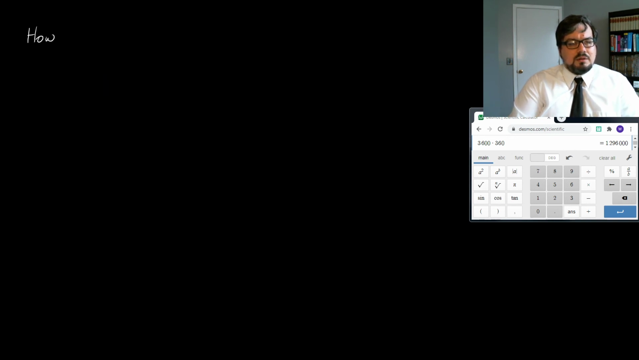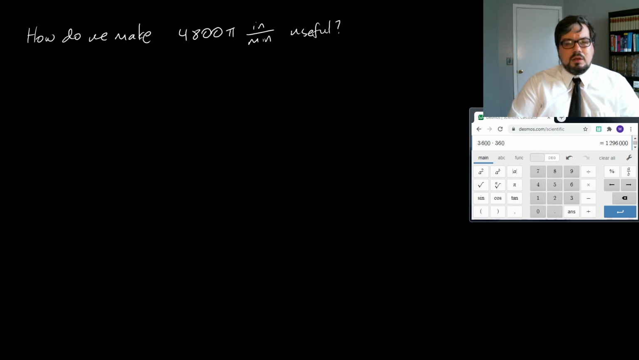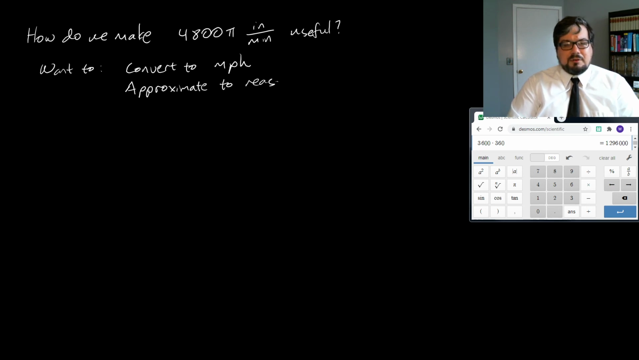So how do we make 4,800 pi inches per minute useful? Remember that there are two things we want to do. We want to convert to miles per hour, and we want to give an approximation to a reasonable number of decimal places.